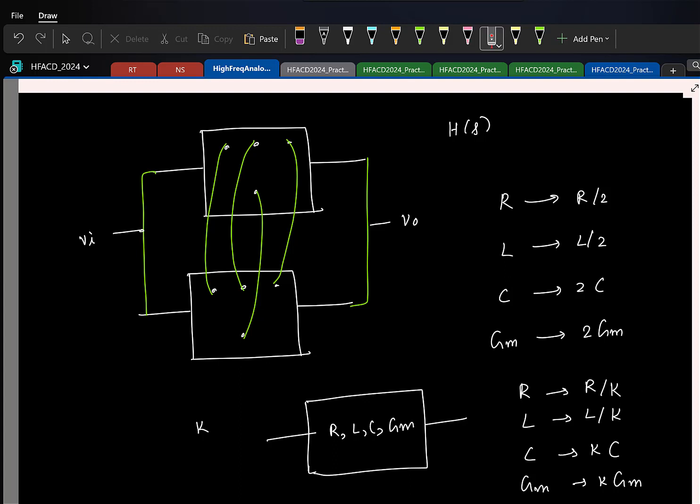But what can you say about the power? Power will increase by a factor of k, because you can think of it as putting k of these networks in parallel. If one network is consuming some power p, k of them will consume k times p. So this is called impedance scaling. The idea is you essentially scale all the impedances by an appropriate factor to get desired noise.